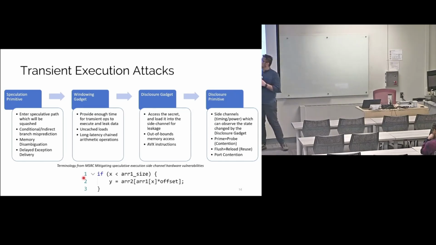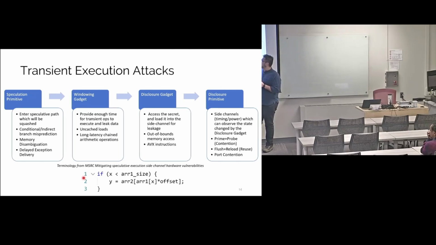Then you need a windowing gadget. The windowing gadget is something which provides enough time for this line to execute, right? An example of a windowing gadget would be if this array1 size is not cached. If this is not cached, then my processor can't immediately execute this, and in that case, I'll basically have a very long speculation.